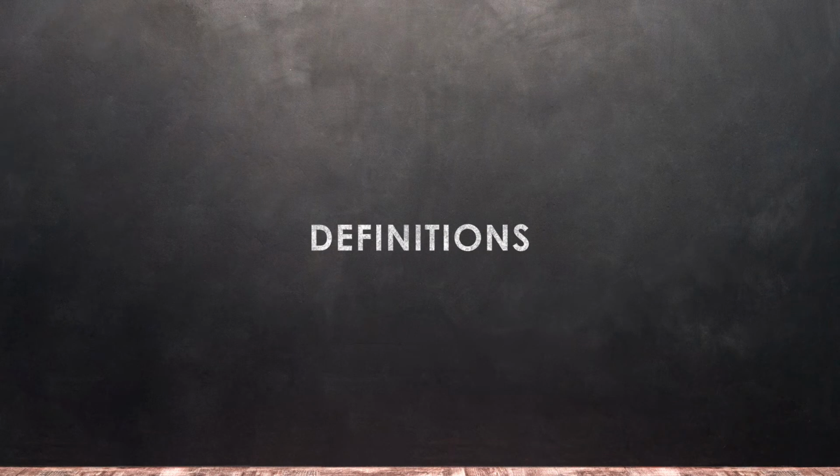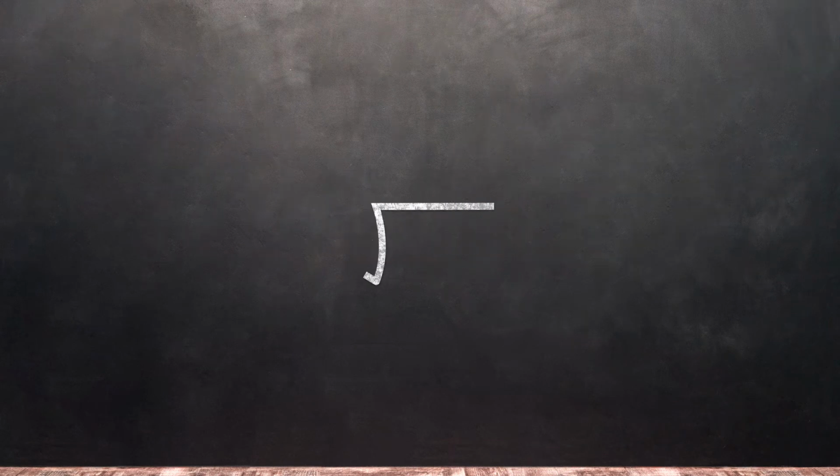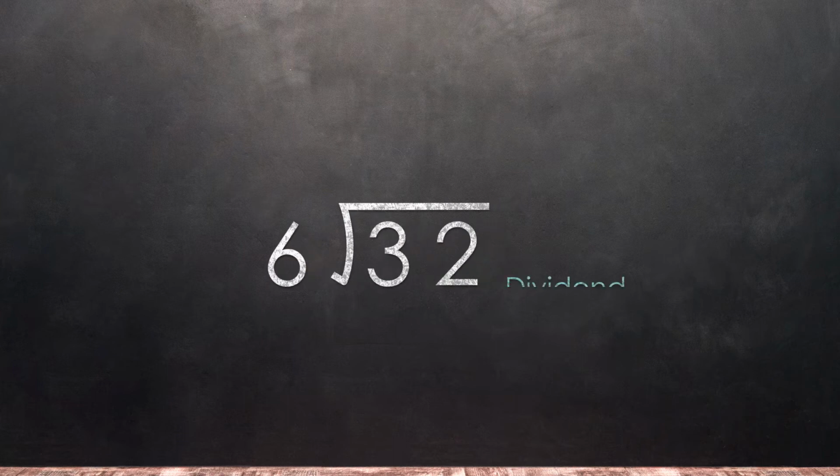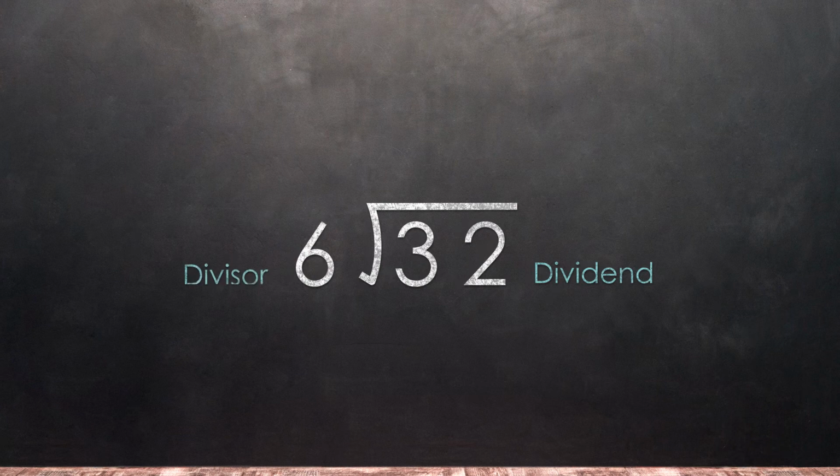Before we begin, let's go over some definitions. When setting up your long division problem, we need to make sure we are placing the numbers in the correct spots. Suppose we want to divide 32 by 6. 32 is our dividend and is placed under the division symbol. 6 is our divisor and is placed outside to the left.